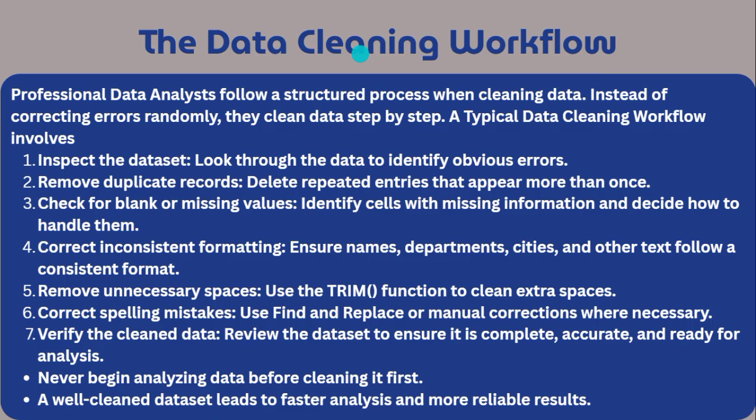Number three, check for blank or missing values. So after duplicate records, the next thing is you look for your blank and missing values, and then you decide how to handle them. In places where you discover that your value is missing, you can probably put nil there, or fill in a value as a new record.